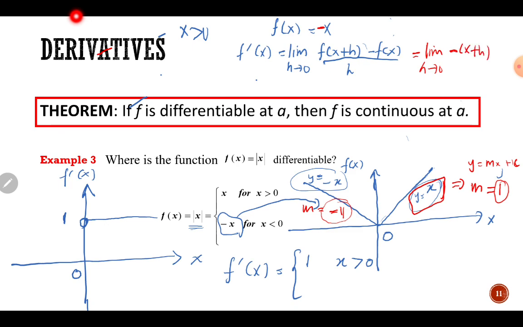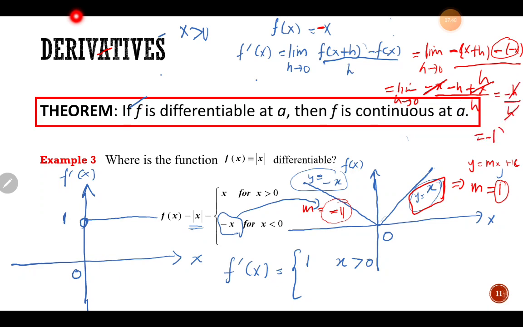Okay, gantikan x tu with x plus h, negatif kat luar, and negative x kita, f(x) kita adalah negative x over h. So what you have over here is limit h approaching 0, negative x, negative h, minus x, you're gonna have plus x over h. So negative x plus x, you will get 0. So we have negative h over h. So nampak tak?